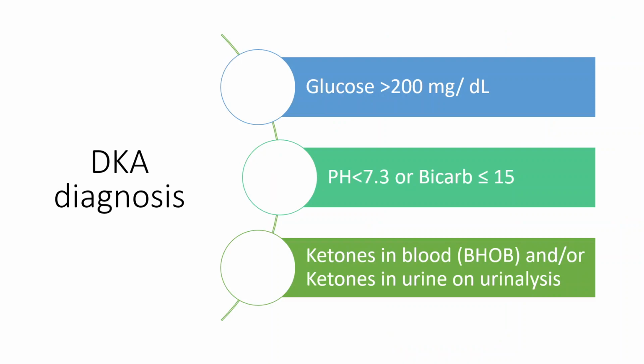A DKA diagnosis is made when a patient has a blood glucose of less than 200 milligrams per deciliter, a pH of less than 7.3 or bicarb less than or equal to 15, and ketones in the blood as evidenced by beta hydroxybutyric acid or ketones in the urine found on urinalysis.